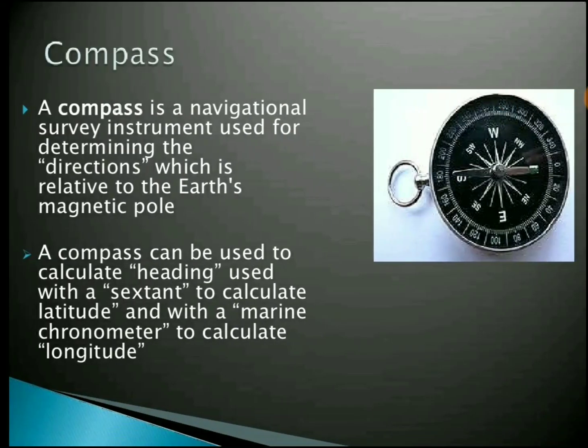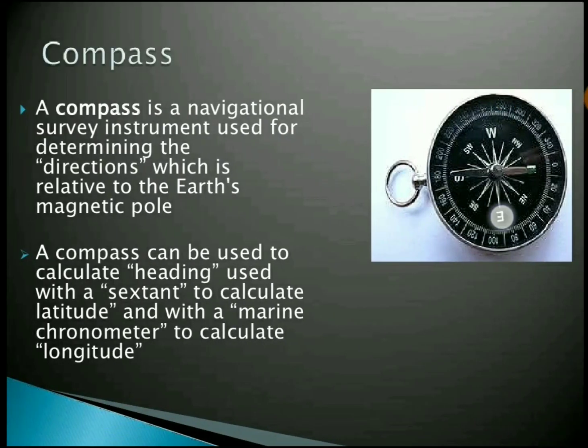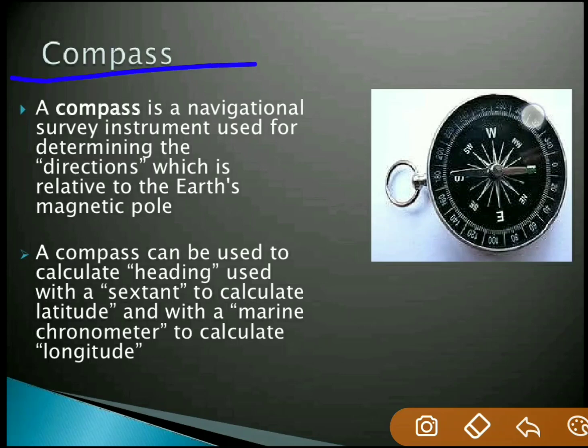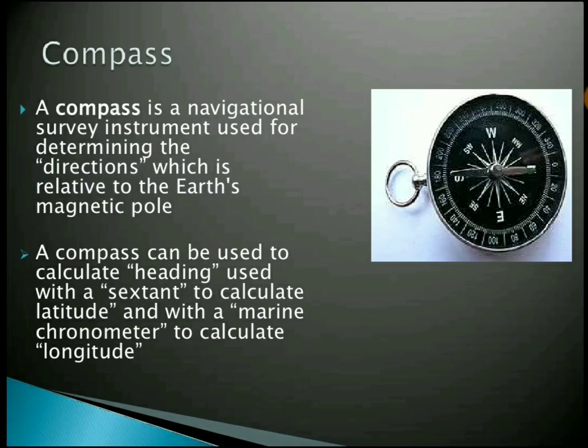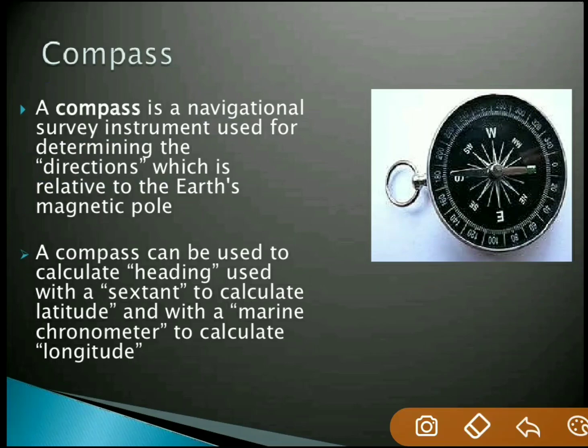Clear? Next, compass. What is this? Compass, right? Look here, this is the compass. A compass is a navigational survey instrument used for determining the direction relative to the earth's magnetic pole. Earth's magnetic pole, right? So with the help of compass, we are calculating the direction.